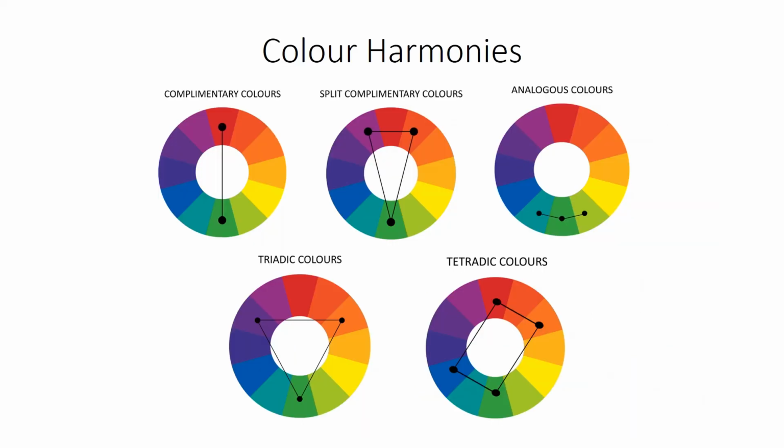So moving on to colour harmonies. But what is a colour harmony? Basically, it's the combining of colours in a manner that is harmonious to the eye. It helps us figure out what colours work well together and are visually pleasing. The harmonies I'm going to talk about are complementary, split complementary, analogous, triadic, and tetradic.